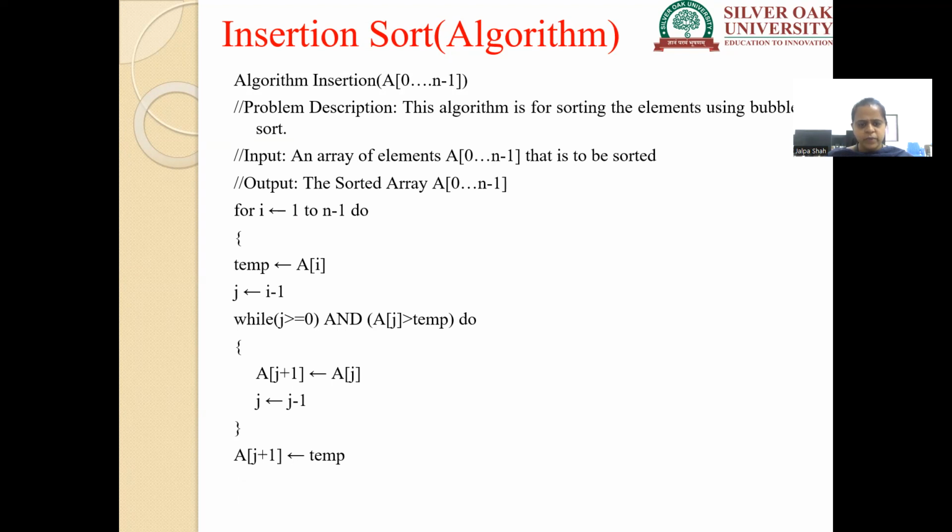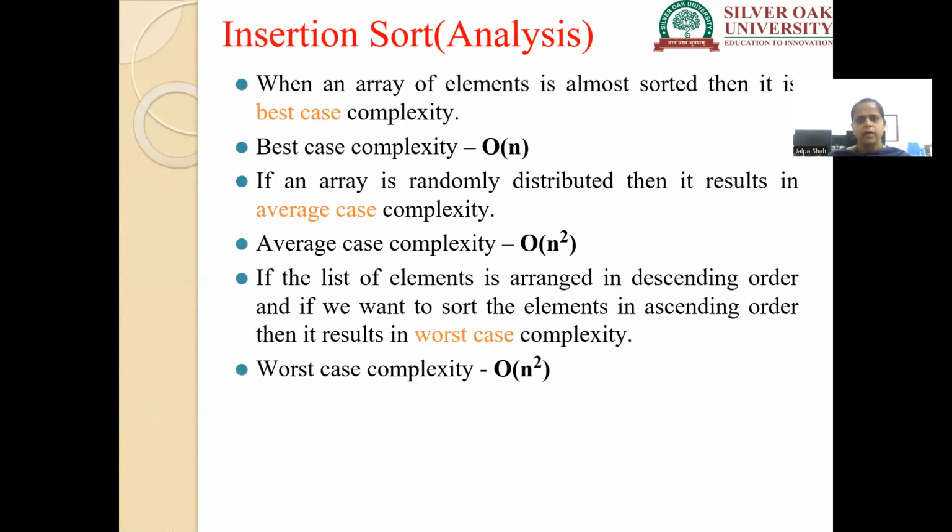Now A of j plus 1 equal to temporary. So here your whole algorithm is done. So here you can see the loop. Now the analysis that we need to see: when an array of elements is almost sorted, then it is the best case complexity that we all know. So the best case complexity of the insertion sort is big O of n.